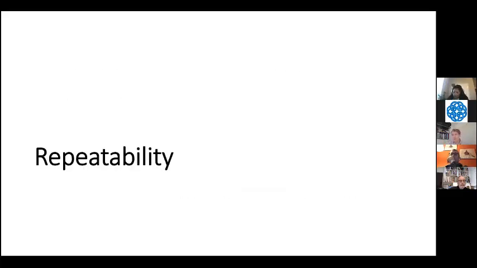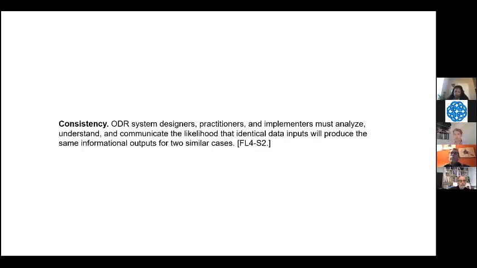Repeatability. How we've been approaching repeatability over the past few years is one of really consistency in some ways. Here, how we were looking at this is ODR system designers, practitioners, and implementers must analyze, understand, and communicate the likelihood that identical data inputs will produce the same informational outputs for two similar cases. Is that something we can do? Here we're basically saying we're punting on the idea of whether or not everything should be exact. We're basically saying you just have to quantify how exact it is. What does that look like?